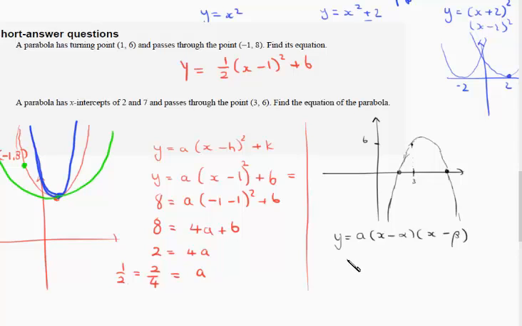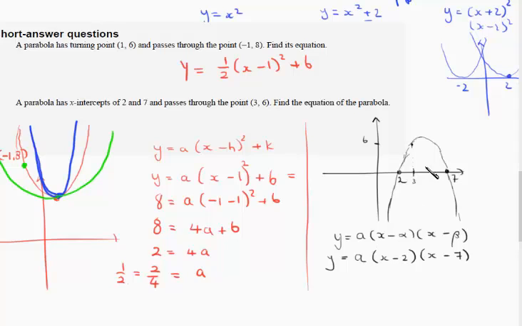So y equals a, this is the form, and this goes through 2 here, 7 there. So that means this must be x minus 2, not x plus 2. So this is x minus 2, x minus 7, and still we have to find a value, okay?